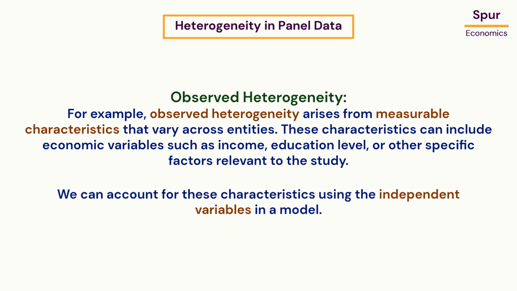For example, observed heterogeneity arises from measurable characteristics that vary across entities. These characteristics can include economic variables such as income, education level, or other specific factors relevant to the study. We can account for these characteristics using the independent variables in a model.